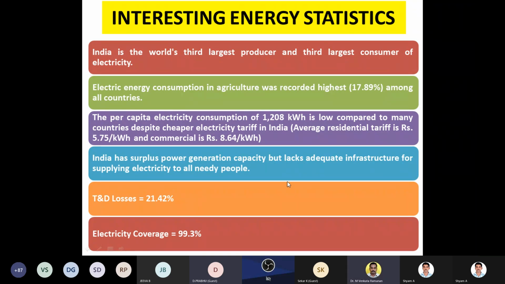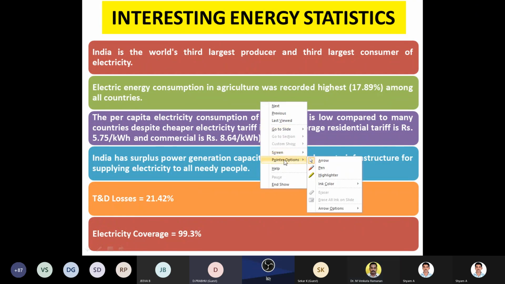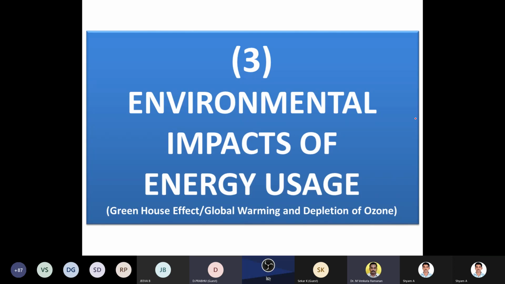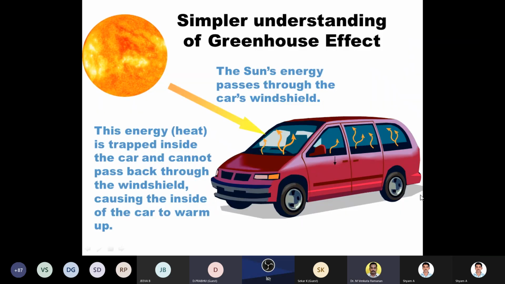Yeah, we were onto these interesting energy facts, and we have seen the facts about India. We were onto this one, the environmental impacts of energy usage. There are two broad impacts. One is called the greenhouse effect, the other is called ozone layer depletion. We will see the greenhouse effect first, and then the ozone layer depletion.